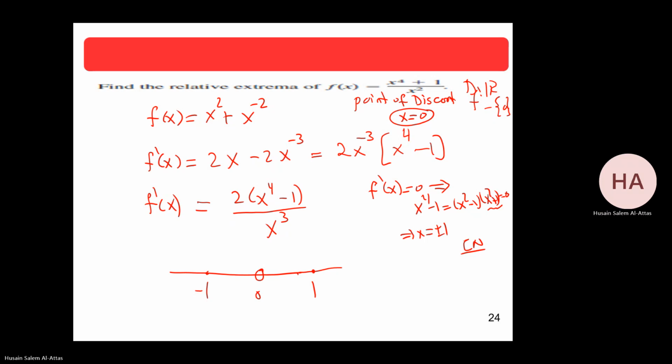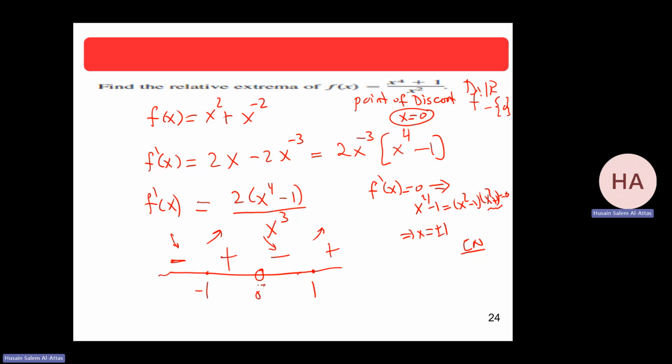Okay. Now I need to check the sign. Before minus 1, take minus 2. That will be positive or negative? That is negative. Minus 1 and 0, take minus half, for example. The numerator will be negative. Negative, that is positive. 0 and 1, take half. Negative or positive? Negative 1, I have positive. Okay, so it's decreasing, increasing, decreasing, increasing.